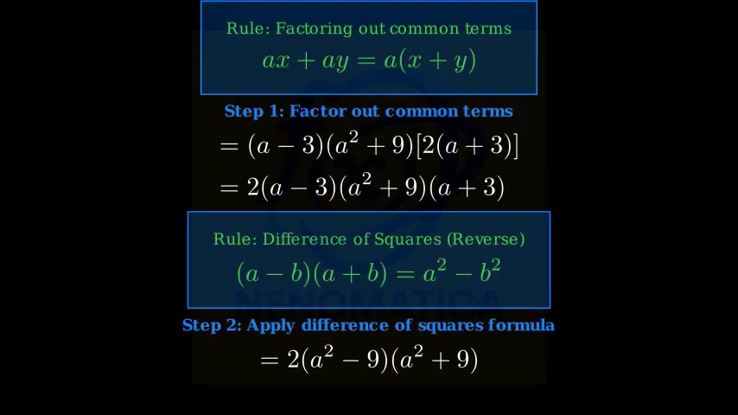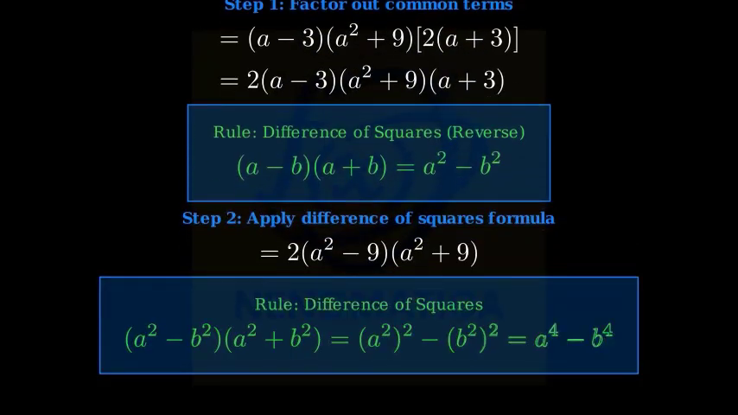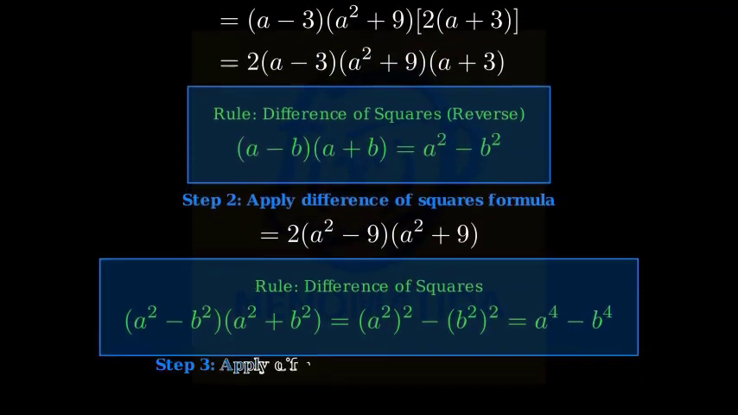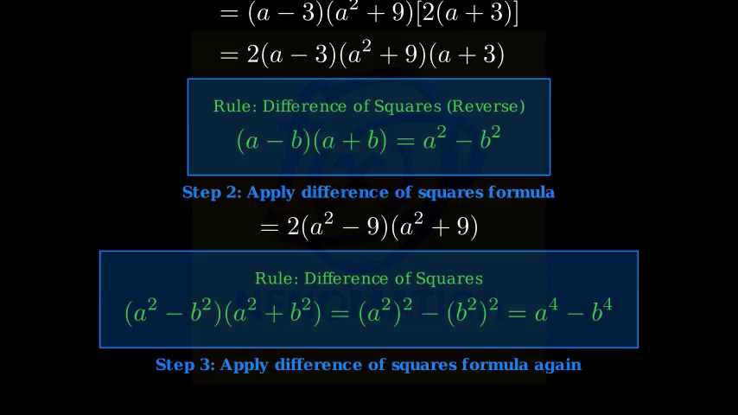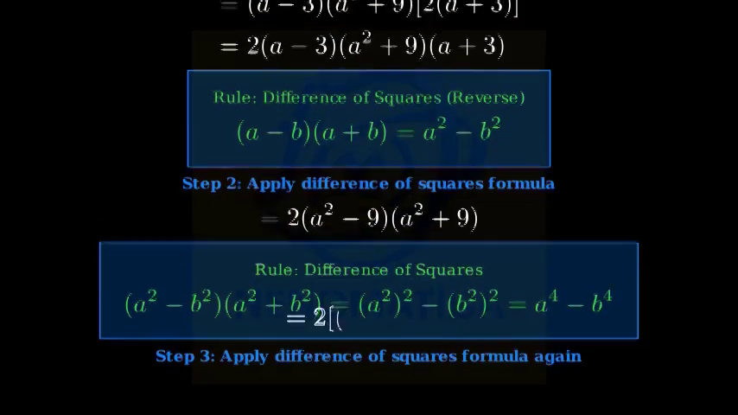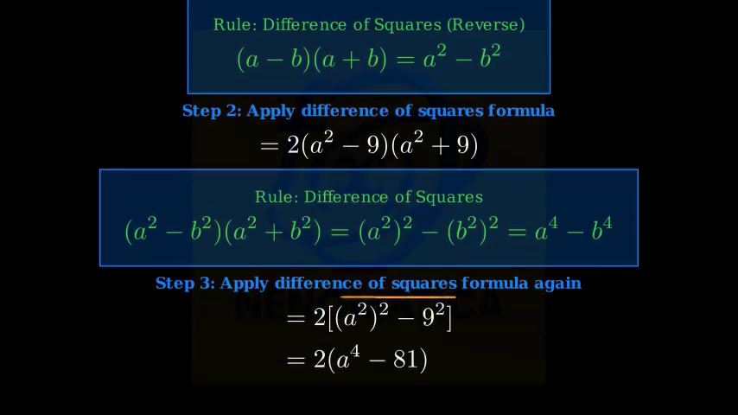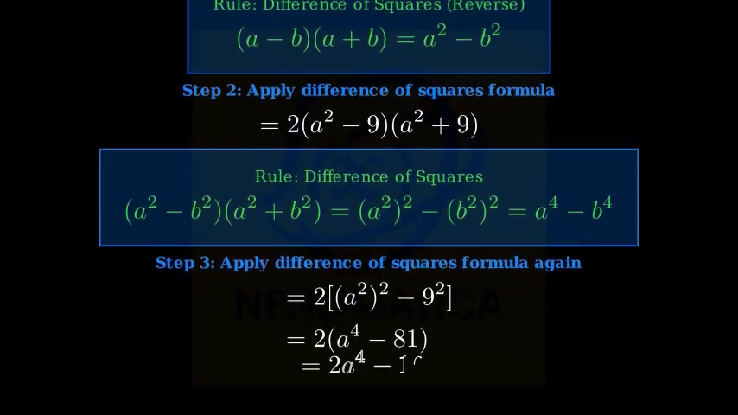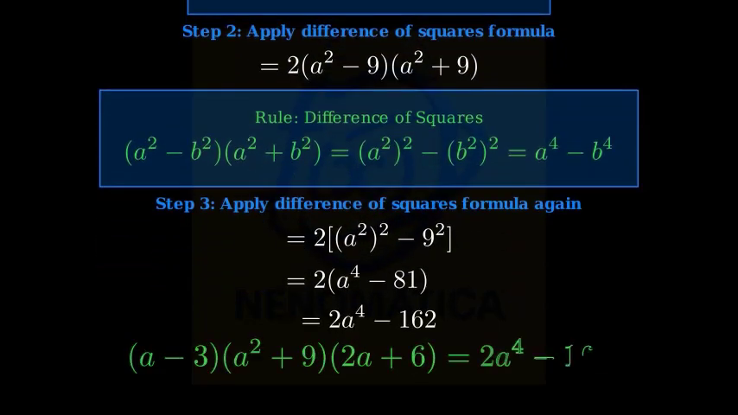For our final step, we'll apply the difference of squares formula once more. We have (a² - 9)(a² + 9), which follows our pattern with a² and 9. This gives us (a²)² - 9², which is a⁴ - 81. Multiplying by 2, our final answer is 2(a⁴ - 81), which equals 2a⁴ - 162.